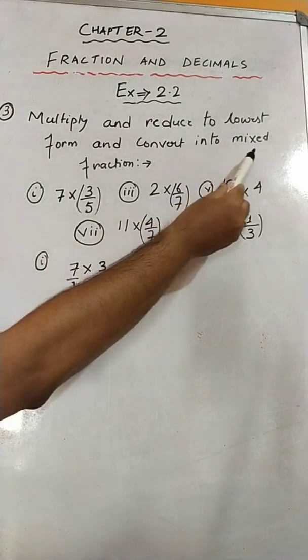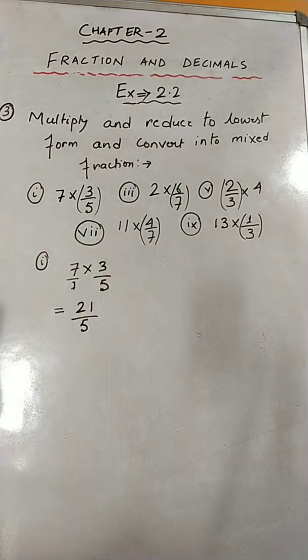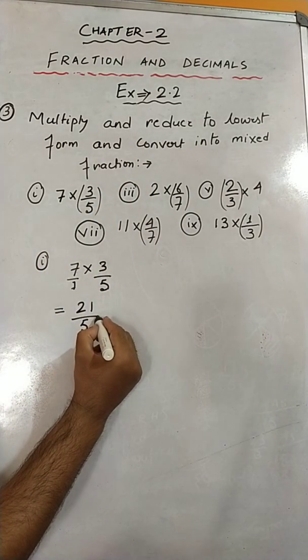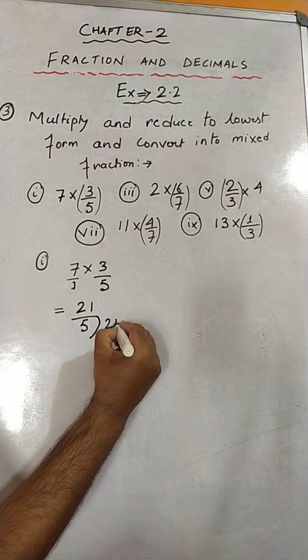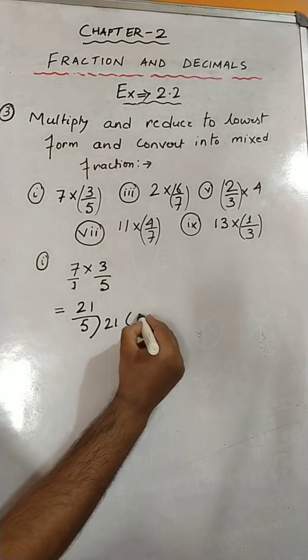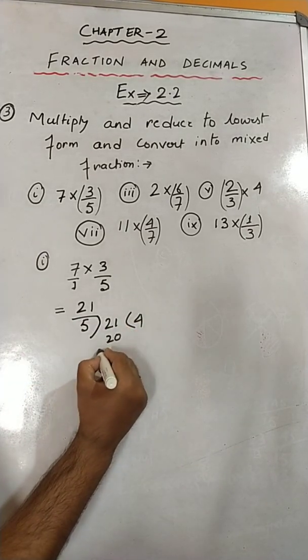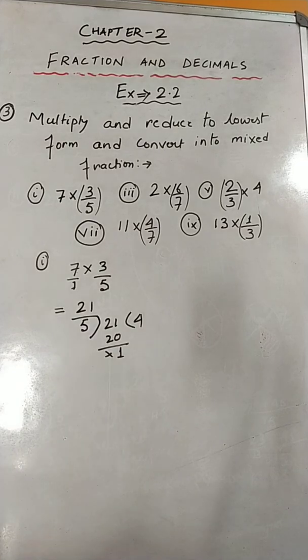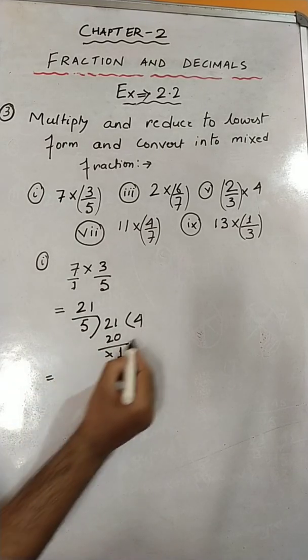Okay. Now what is the last thing that they have asked? We have to give the answer in the mixed fraction form. So now we have to divide. Here only we have to divide. So we will write 21 like this. 5 4s are 20. Your remainder would be 1.